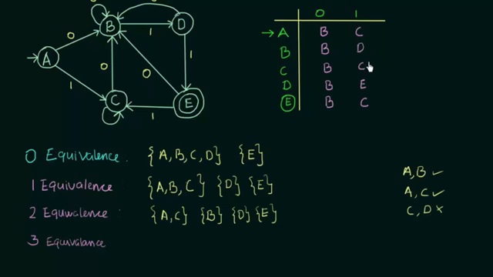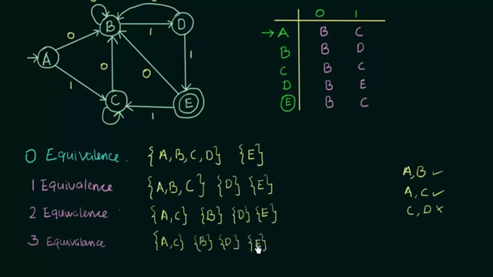A goes to C, B also goes to C. So again we got the same states, so they are three equivalent to each other. So I can write A and C together. And I'll write the rest of the things down as they are because I don't have to check for them anymore. They form their own separate sets.